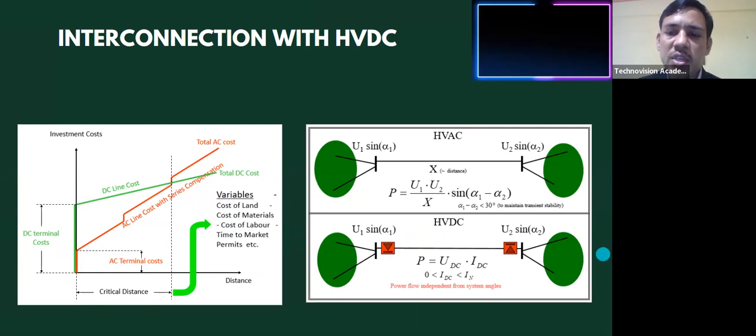And if you see the main power equation for DC, that is power P is equal to UDC into IDC. So it doesn't depend on the power angle, or we can say the sending and receiving end voltages. So it is independent of that. Also, it is independent of distance.